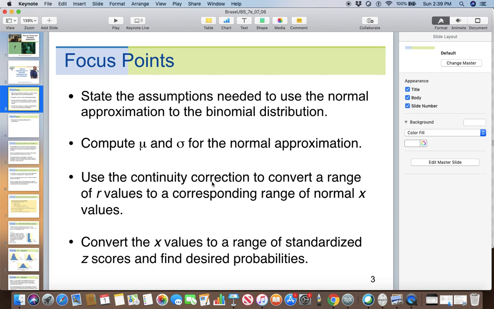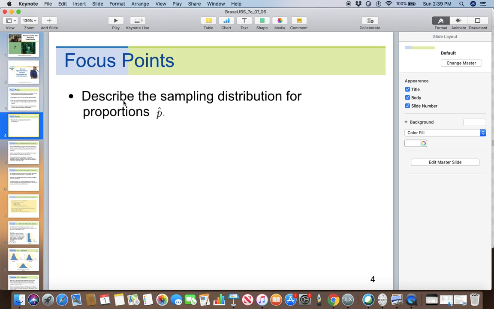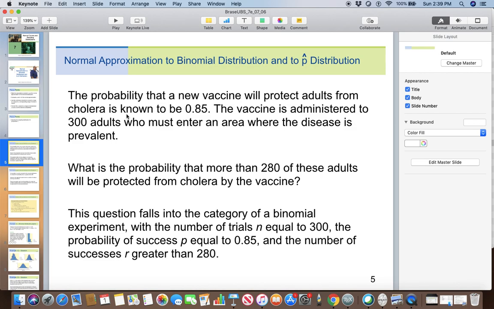Use a continuity correction to convert a range of R values to a corresponding range of normal X values. Convert the X values to a range of standardized Z scores and find desired probabilities. And last one, describe the sampling distribution for proportions p-hat. Let's see what these are.